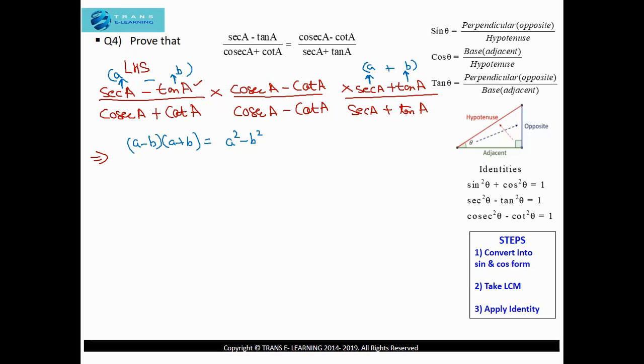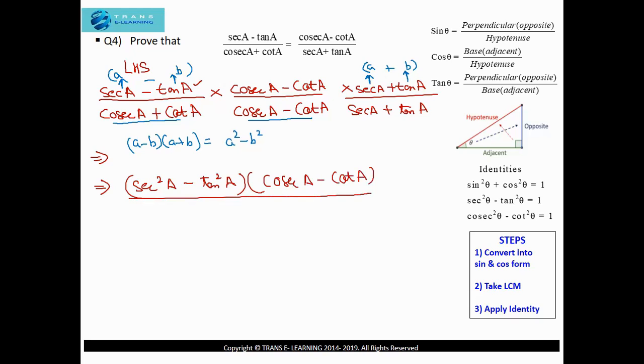Similarly, I can use the formula for cosecant a plus cot a into cosecant a minus cot a. On applying the formula, we will get secant square a minus tan square a in the numerator along with cosecant a minus cot a. And in the denominator, we will get cosecant square a minus cot square a along with secant a plus tan a.